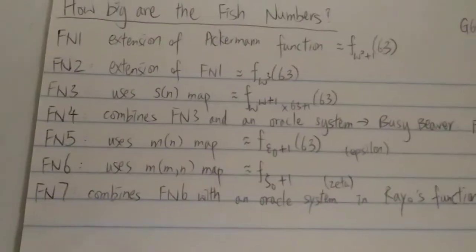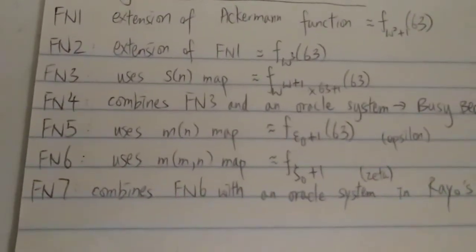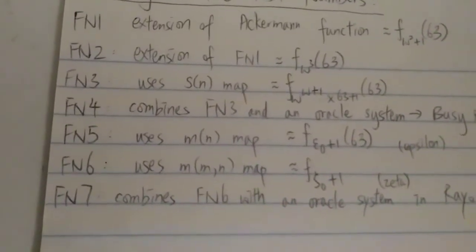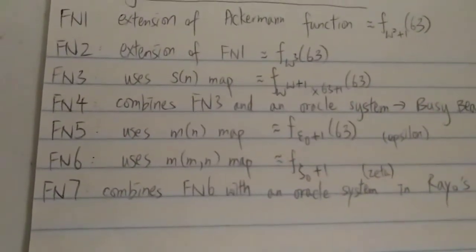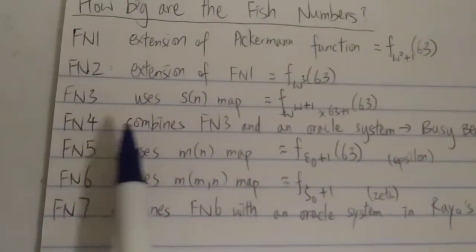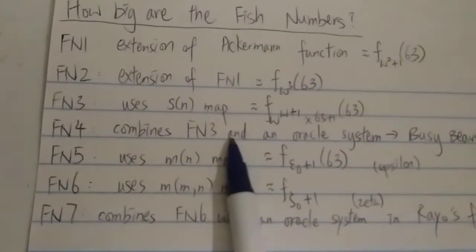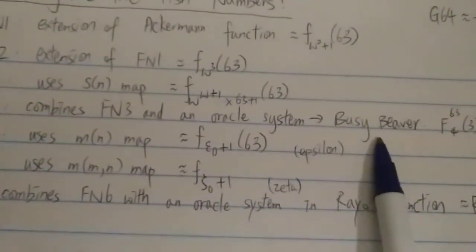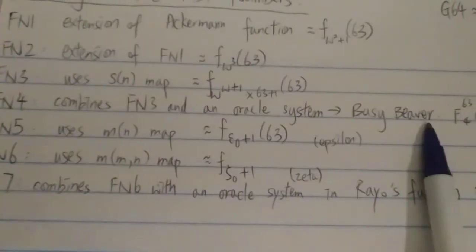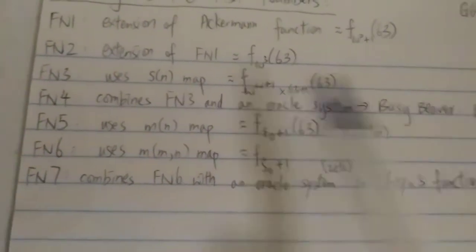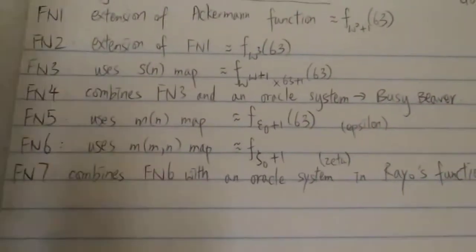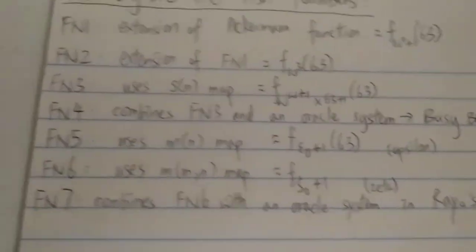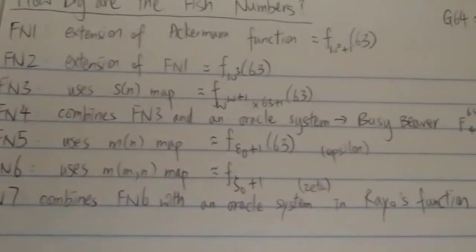Therefore, Fish number 3 is much bigger than Fish number 2. And then the next one, Fish number 4, is a little bit special, because it is not the fourth smallest. It is actually the second biggest, because Fish number 4 combines Fish number 3 and an oracle system, which is based on the busy beaver function. And as you know, busy beaver is an uncomputable function. So Fish number 4 is based on an uncomputable function. This is actually the second biggest out of the 7. It's bigger than Fish number 5 and bigger than Fish number 6.